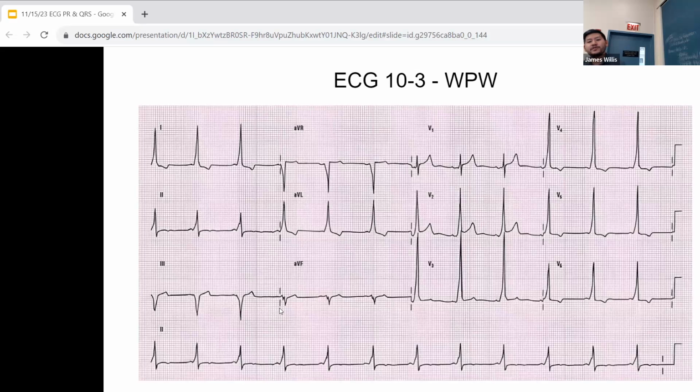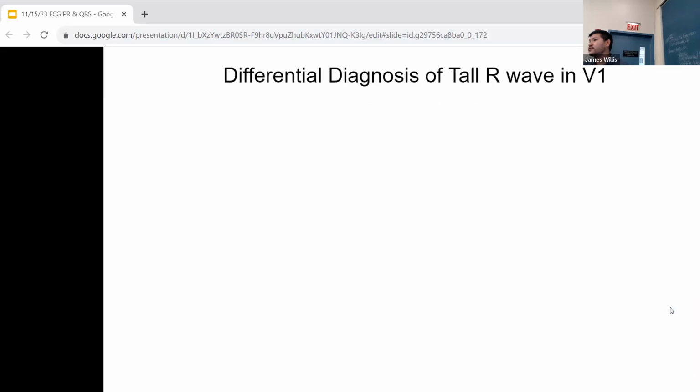So having tall R waves in V1, V2 could be abnormal, and there's a list of differential diagnoses that are associated with this. You guys know, besides WPW, what else could generate tall R waves in the V1, V2 leads? Right bundle branch, yeah.